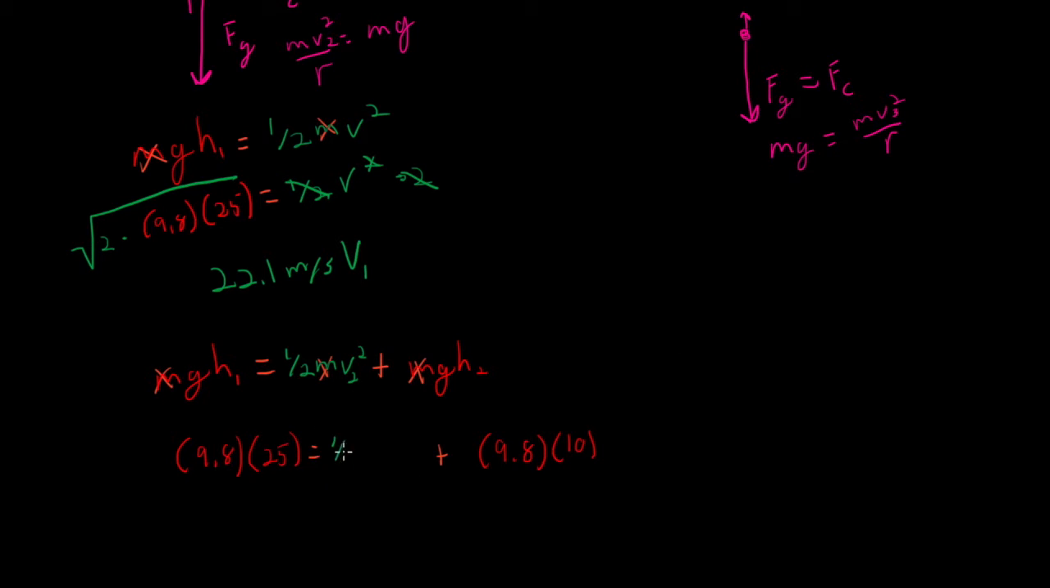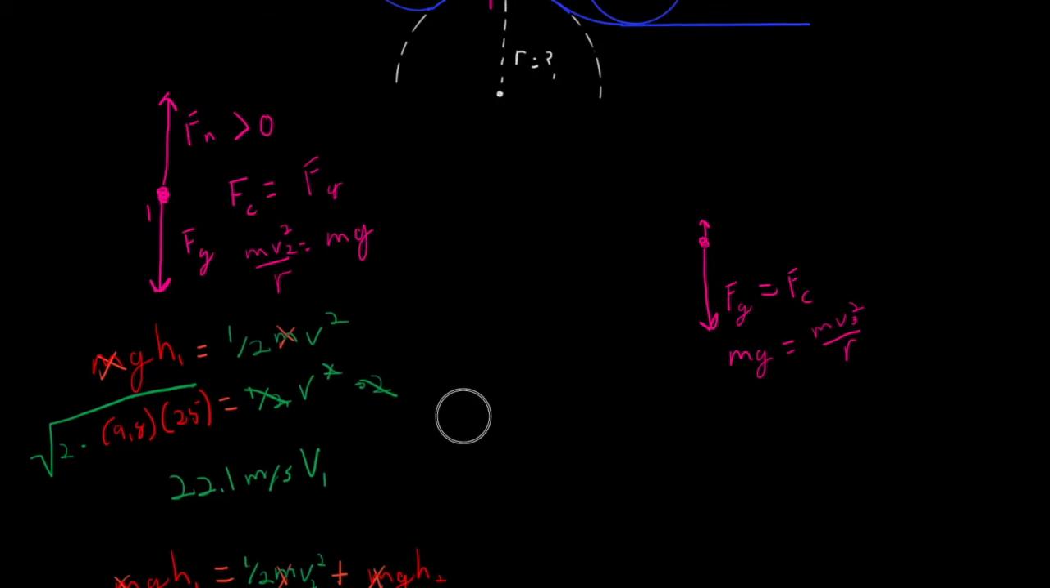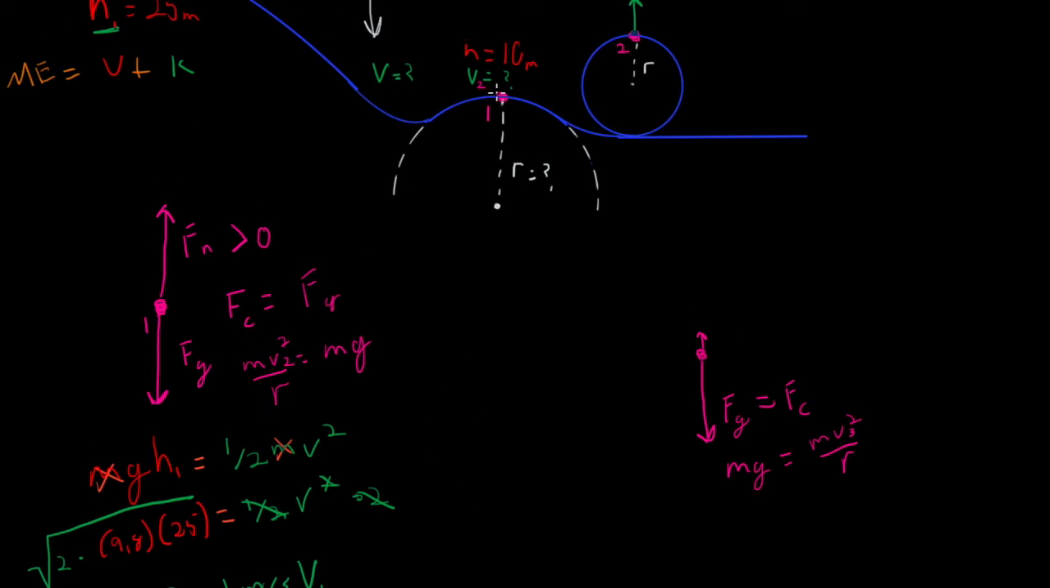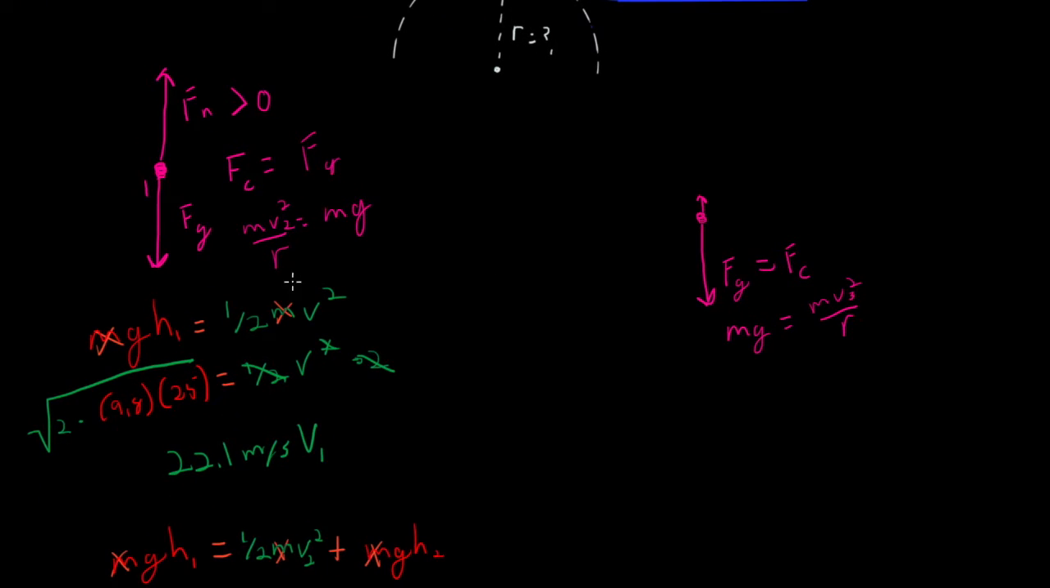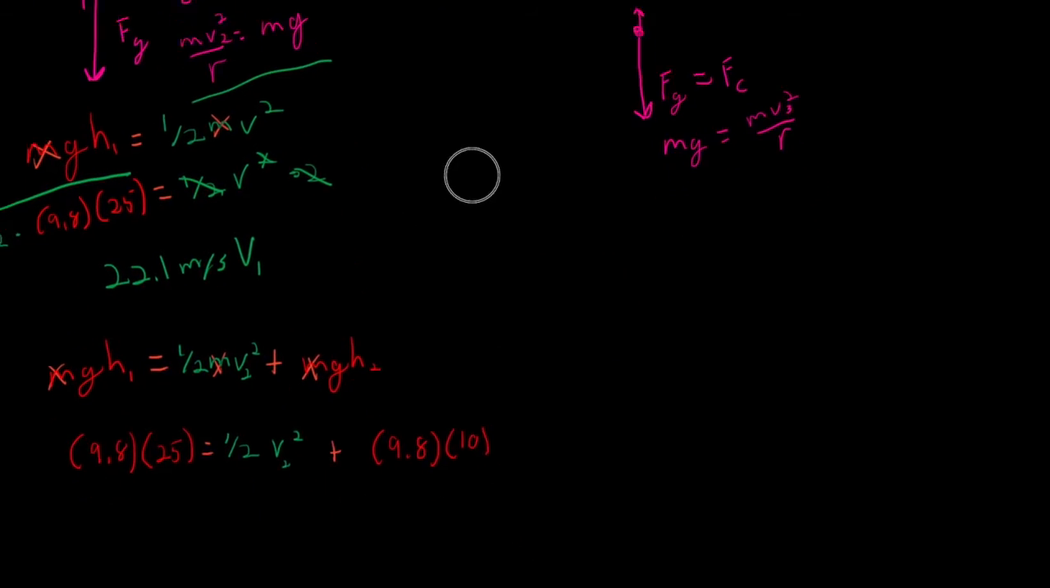And still I get 1/2 v2 squared. Now, before I go any further, I want to consider, what about that centripetal force? I could solve for my velocity right now, but what about that centripetal force? That is going to be found using this equation right here. And so let's write that down next to our work.